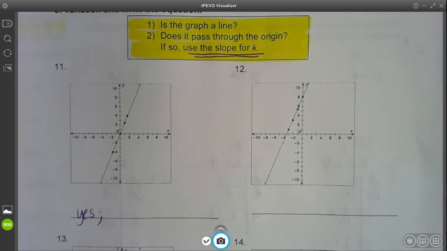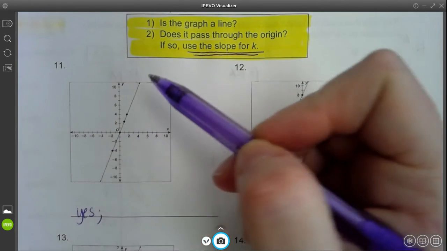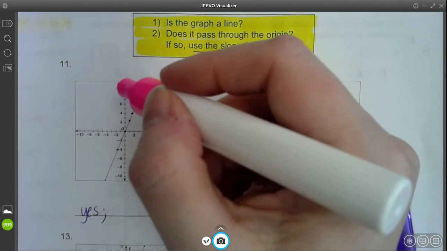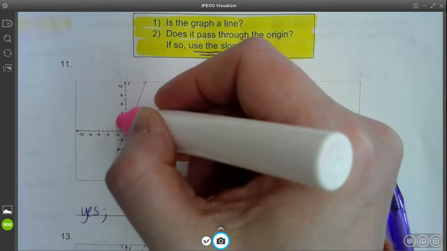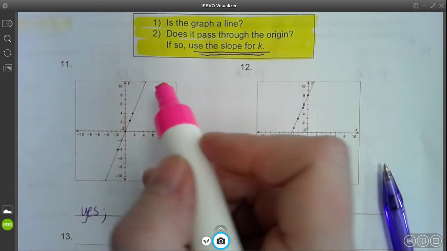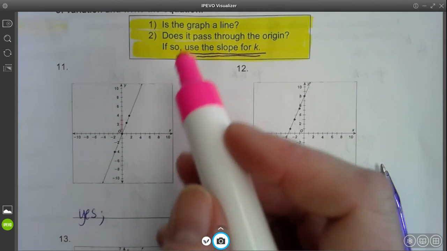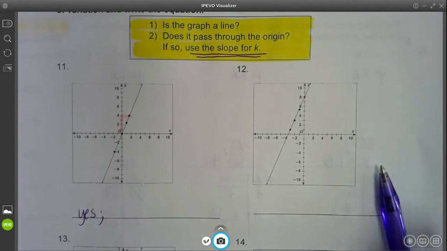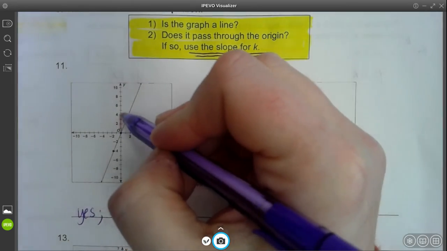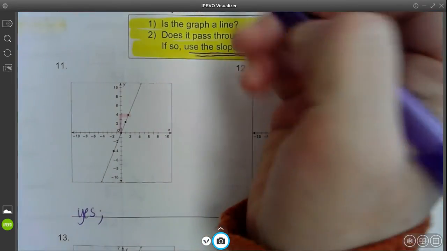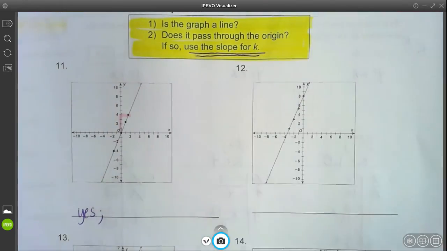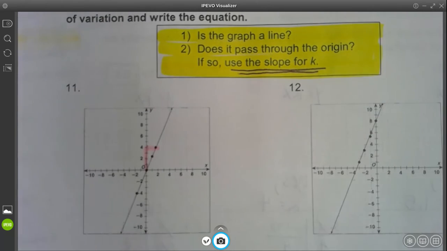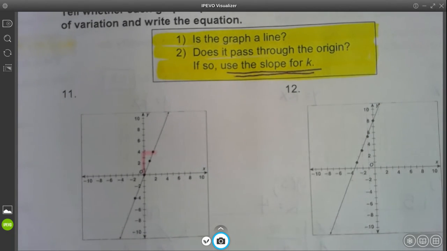So the slope is the constant of variation. We're going to count our rise over our run. It doesn't matter what points you pick. Since this is really small on this graph, I'm actually going to start at the origin and count up and then over, I think. So with this one, I am going up 4. Oh, I don't really like this. This is hard to see. The line isn't very good here, you guys.